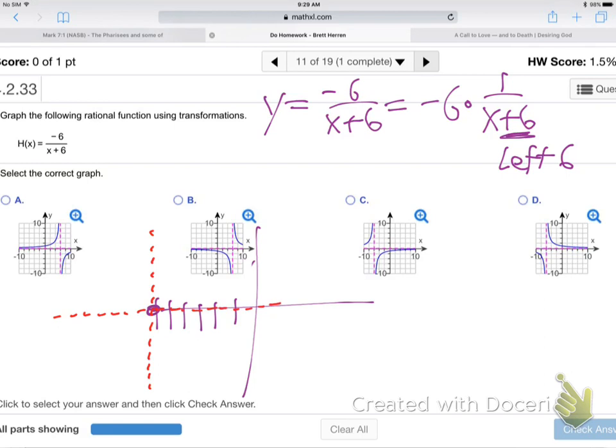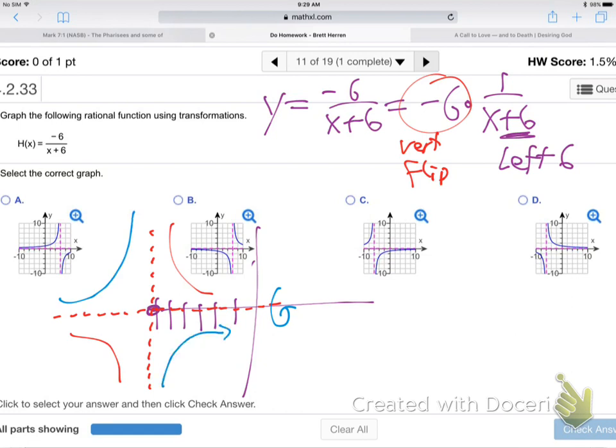And now the branches are normally here and here, but what's that minus 6 going to do? It's a vertical flip, isn't it? Because that's a y thing. It's a negative number multiplied. So that's going to flip it vertically. So basically you're grabbing the x-axis and just like a rotisserie, you're turning the whole graph about the x-axis. So this branch will go up here, and this branch will go down there. That's where the graph will actually end up being.